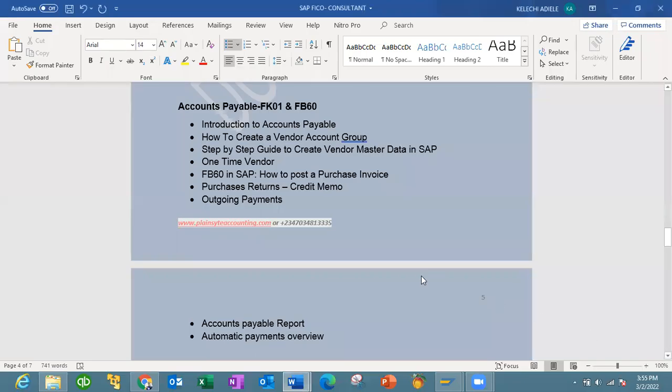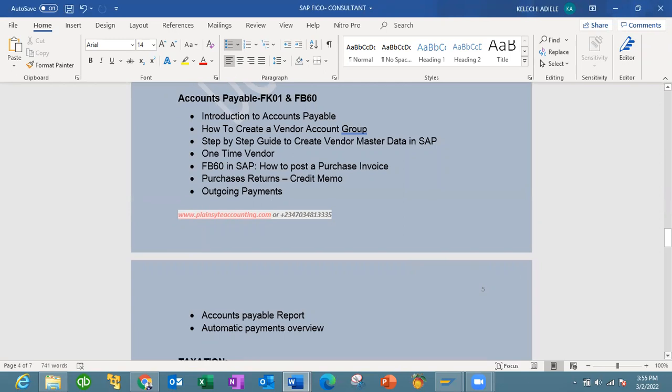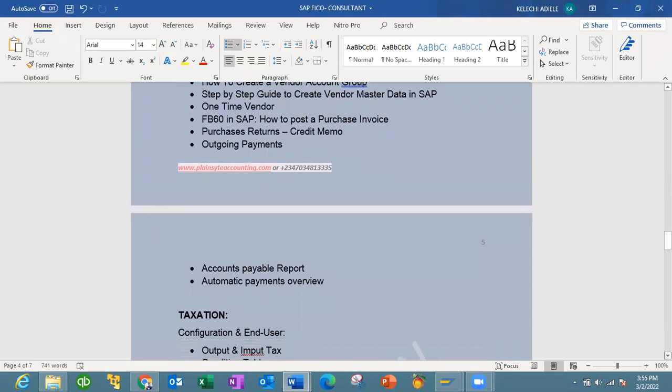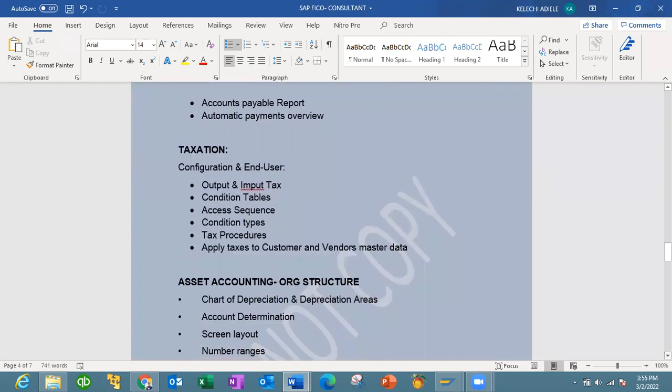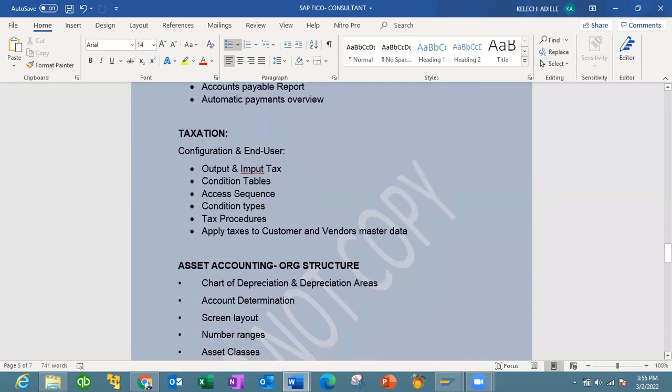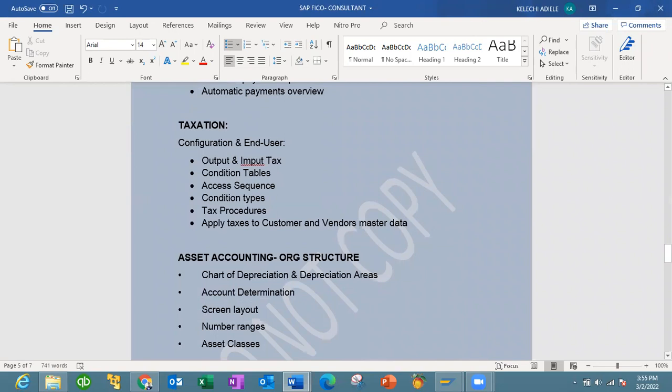Look at all the features we need to carry out in this module. It's vendor related, so we're going to see the end-to-end business transaction for vendors. We look at how you do configuration for tax: access sequence, condition tables, condition types. All those VAT you see that apply to invoices, those configurations have already been done at the back. So okay, that's how this works.